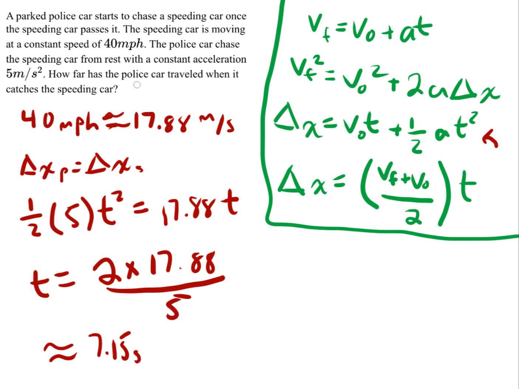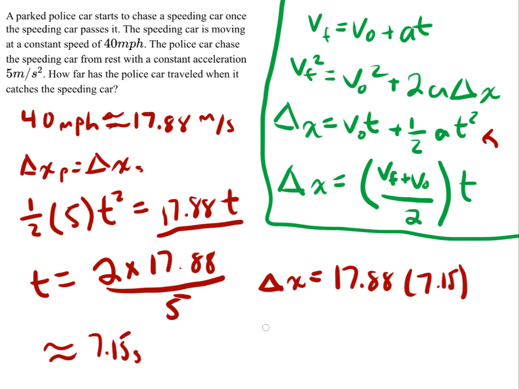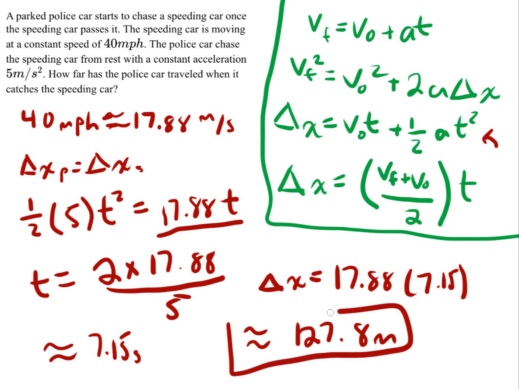The question asks, how far has the police car traveled when it catches the speeding car? Now they both have the same displacement, so it honestly doesn't matter which part of the equation you use. I'm going to use this part of the equation since it's shorter. So the displacement is equal to 17.88 times the time that we found, about 7.15 seconds. This yields a distance of about 127.8 meters. And that is the point where the police car catches the speeding car.